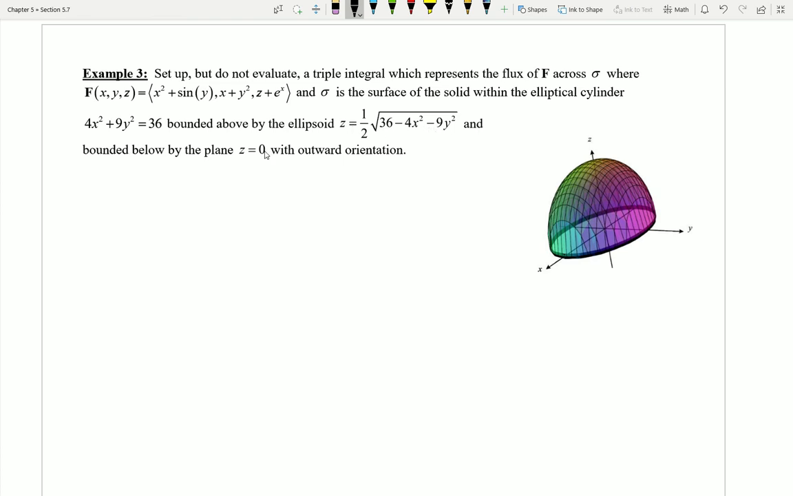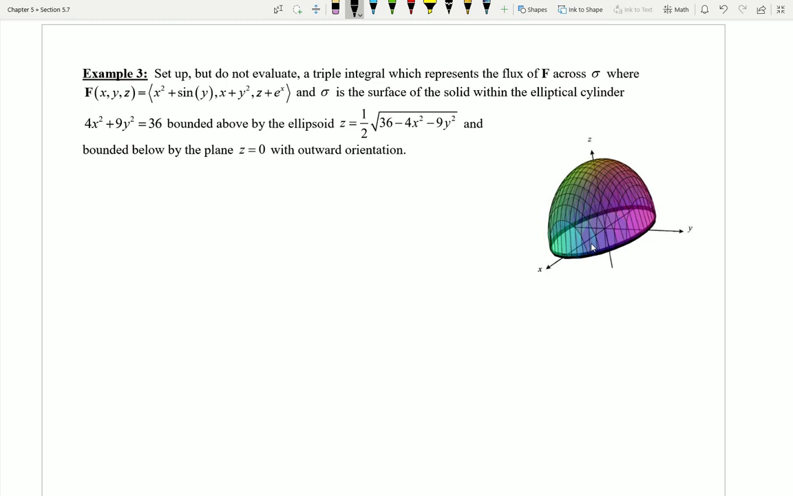is equal to 0. You can kind of see I've sketched the solid over here on the side. You can see this elliptical cylinder shape down here at the bottom, and we can also see this ellipsoid shape that's occurring up at the top. And of course this is cut off when z is equal to 0. So this is the solid that I'm working with.